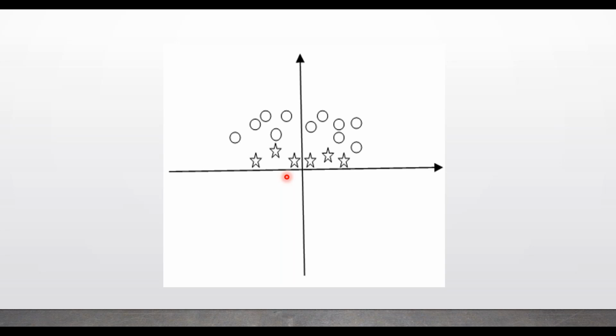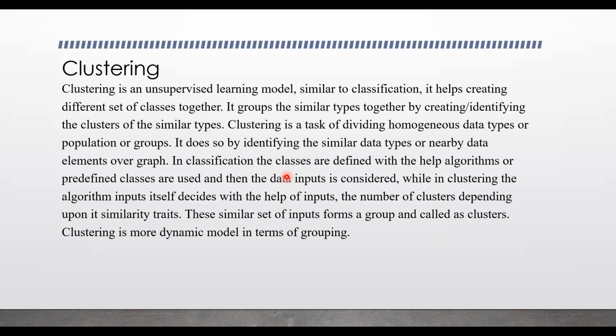I hope the example which I tried to give you justified. Okay, no questions. I think I can go ahead.